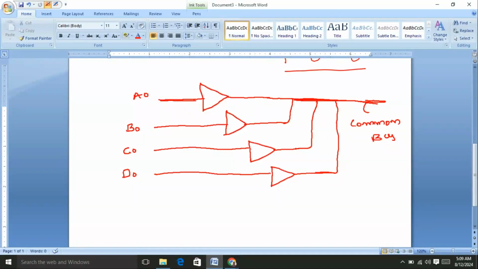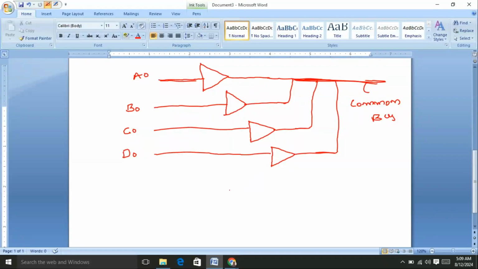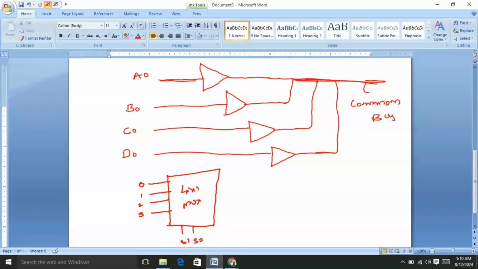Now we know that the buffer has two inputs. One is the normal input, the other one is the control input. To connect the control input, I am going to consider a 4 by 1 multiplexer. It has four inputs, right? Those are 0, 1, 2, 3, and two selection lines, S0 and S1. Now based on that, I am going to connect the output.